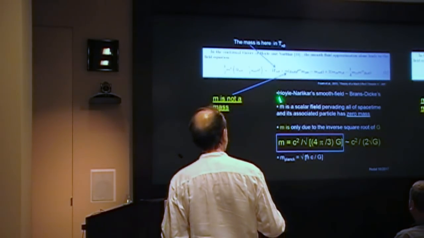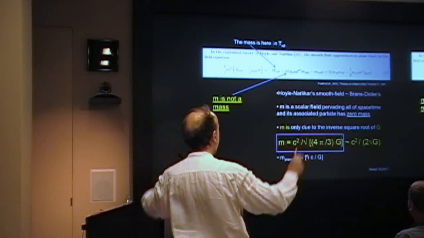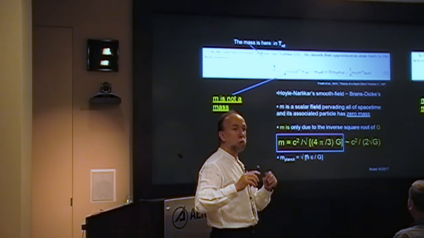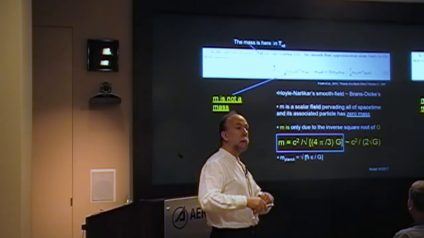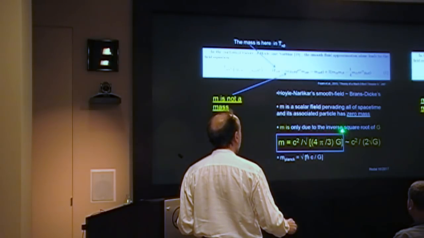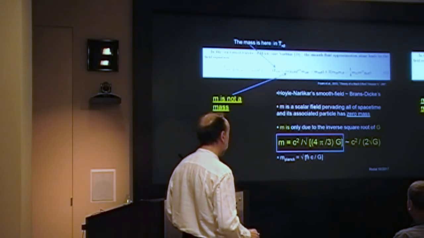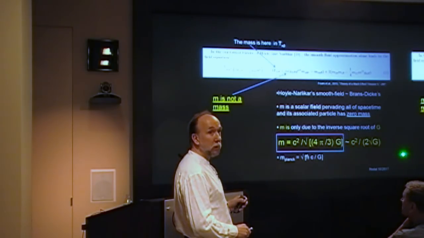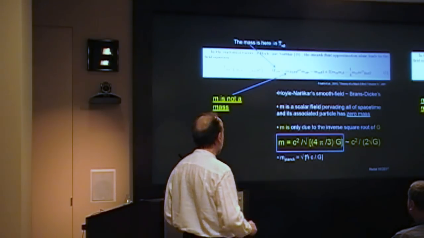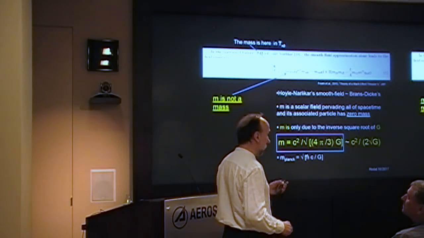And if you use that one, this scalar field is a field that is pervading all of space-time, and is associated with a particle that has zero mass. So not only is m not the local mass, it doesn't even have a mass. It's massless. m is only due to the inverse square root of G. m goes like 1 over the square root of G. That's it. Then you have c, the speed of light, and 2. They don't matter. What is m? m is 1 over the square root of G. If this helps you, the Planck mass also goes like 1 over the square root of G.